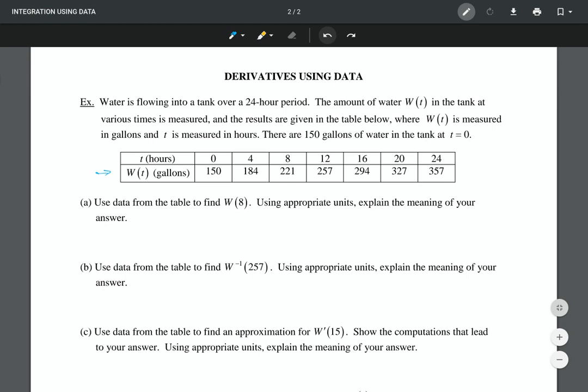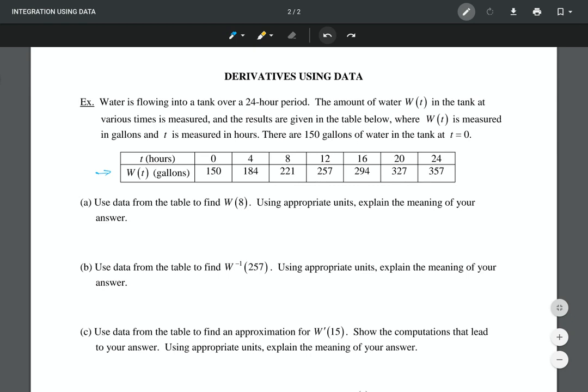All right, so it says water is flowing into a tank over a 24-hour period. The amount of water, W of t, in the tank at various times is measured, and the results are given in the table below, where W of t is measured in gallons and t is measured in hours. There are 150 gallons of water in the tank at t equals 0. A. Use the data from the table to find W of 8, using appropriate units, and explain the meaning of your answer.